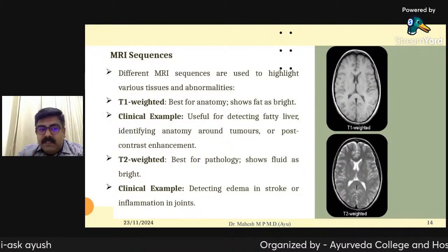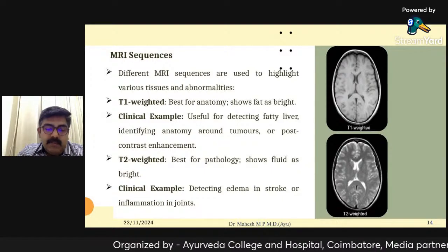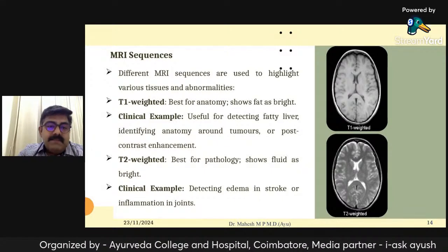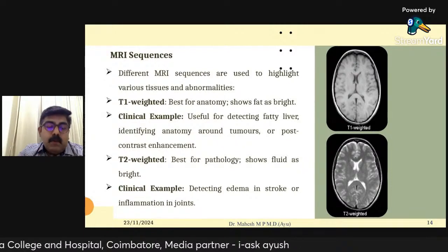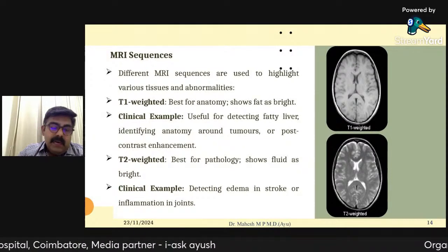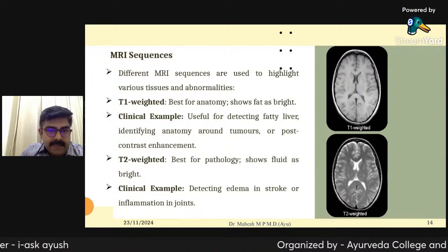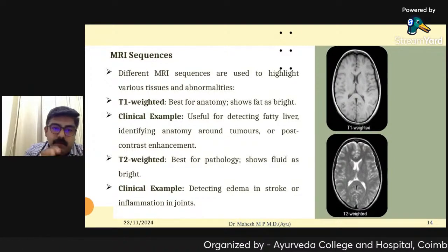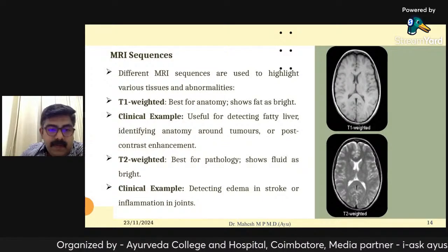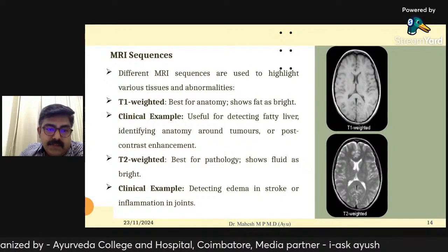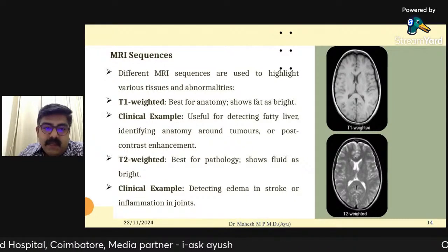When we come to the T2 weighted images or sequence, it is best for pathology. The fluid part is more bright in case of T2. As we discussed, in T1 the fat part is more bright. In case of T2, the fluid part will be more bright. For example, in identifying edema in stroke or inflammation in the joints, T2 weighted images are more useful.